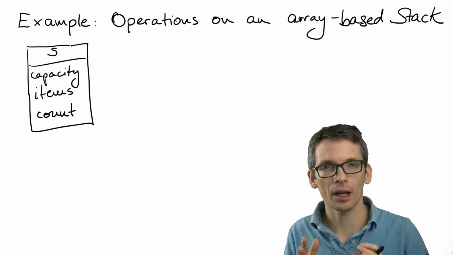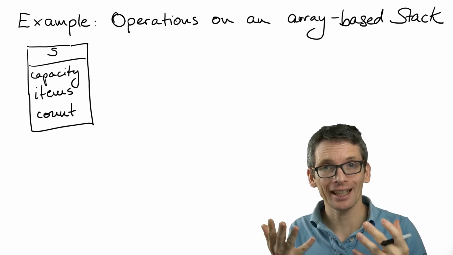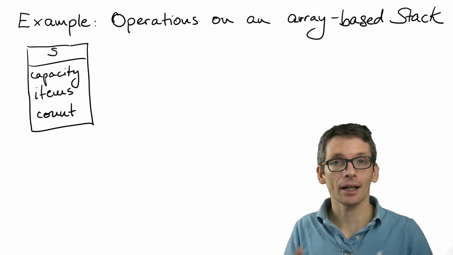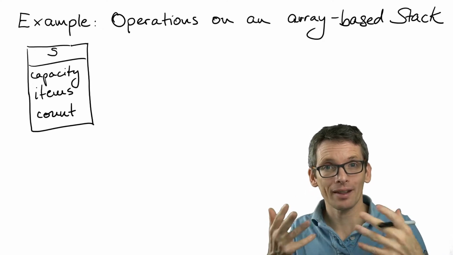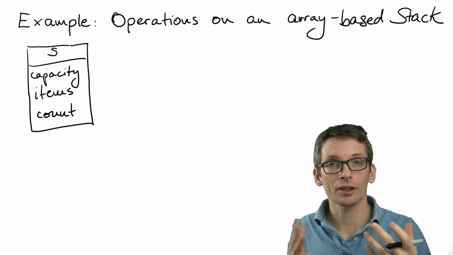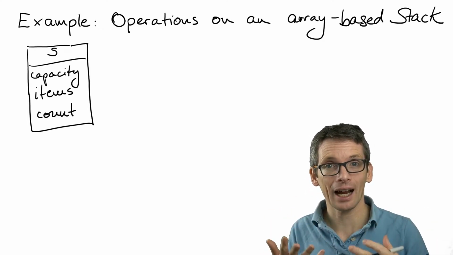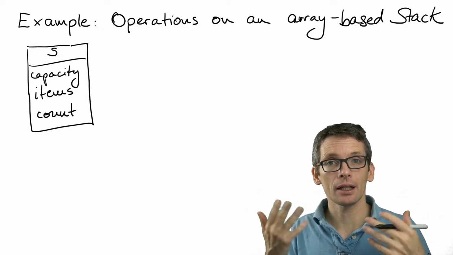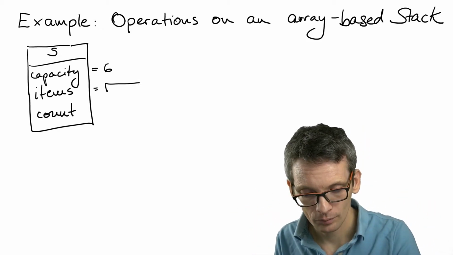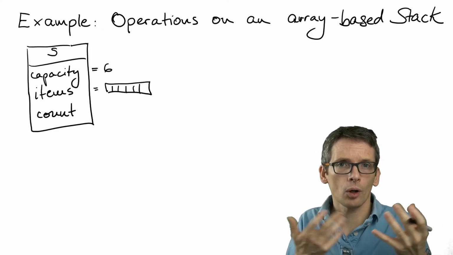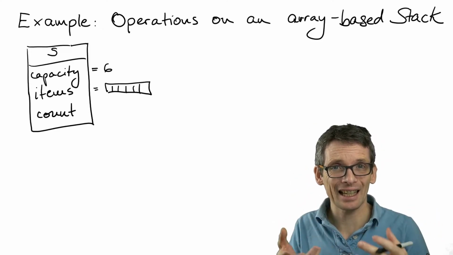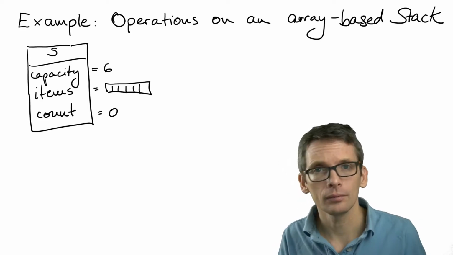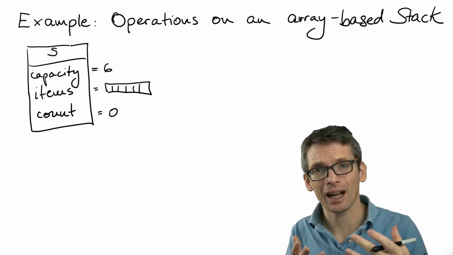Our stack has three attributes: the capacity, how many elements can I store in my stack; the items, that is the array that stores items; and the count, which says how many elements do I currently have in the stack. So let's say the capacity here is 6, which corresponds to having an array of size 6 for the items. And the array is empty, so the count is 0.